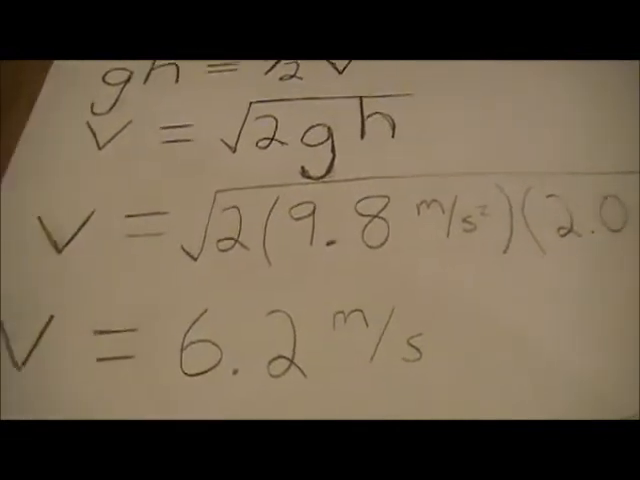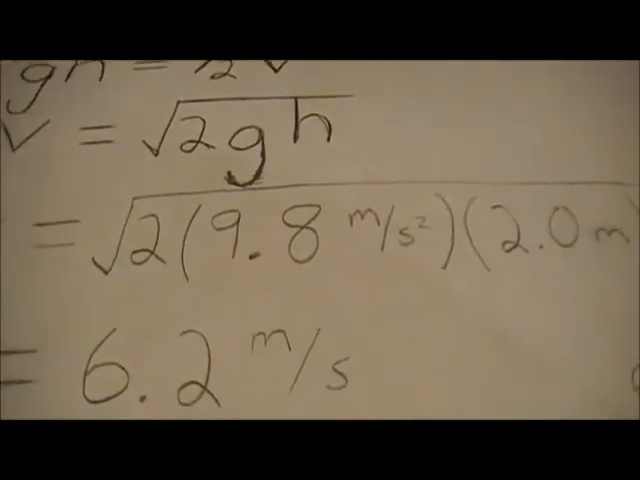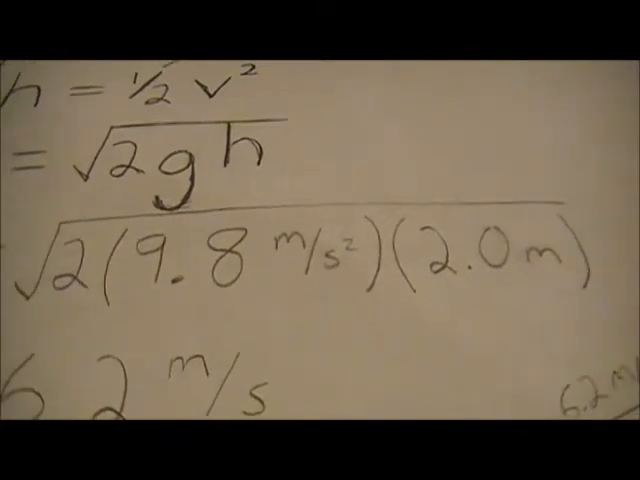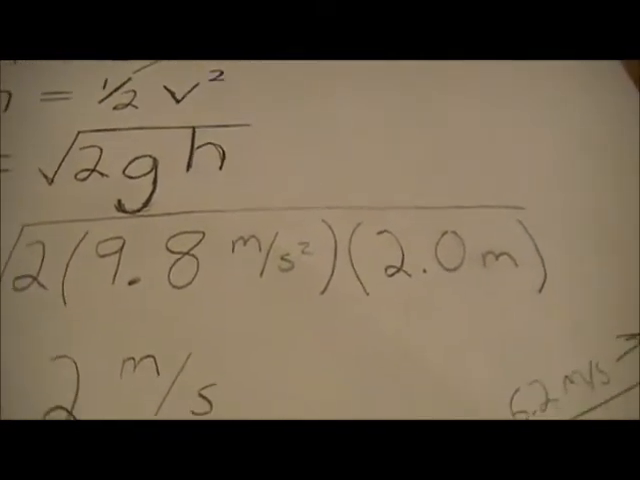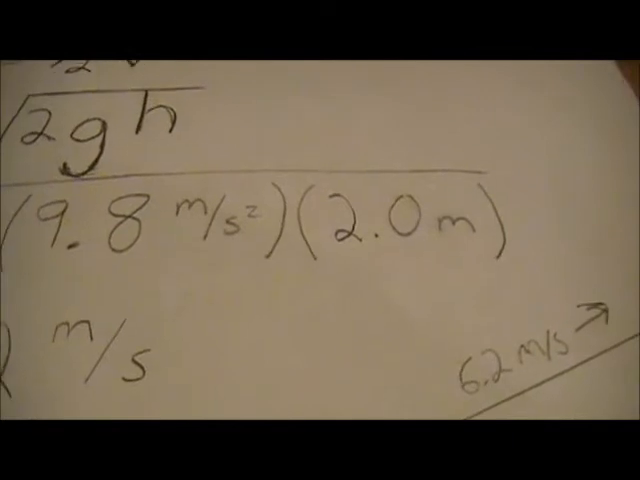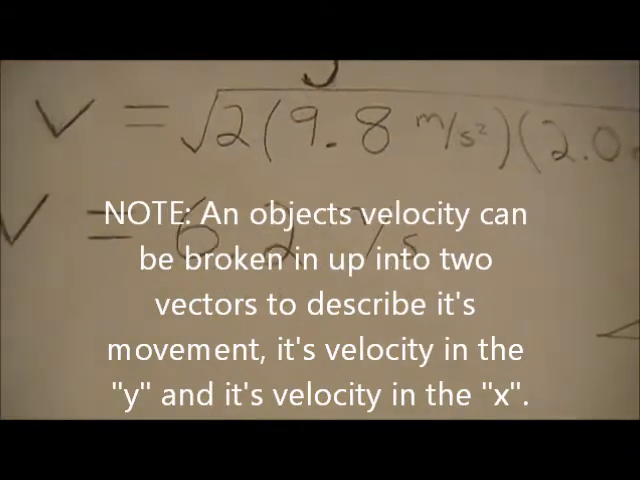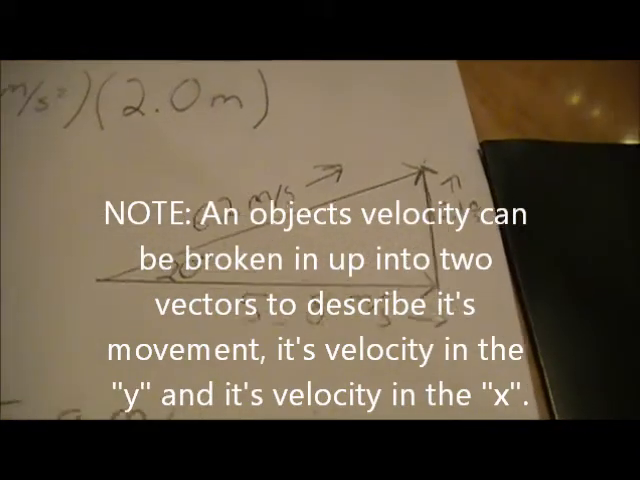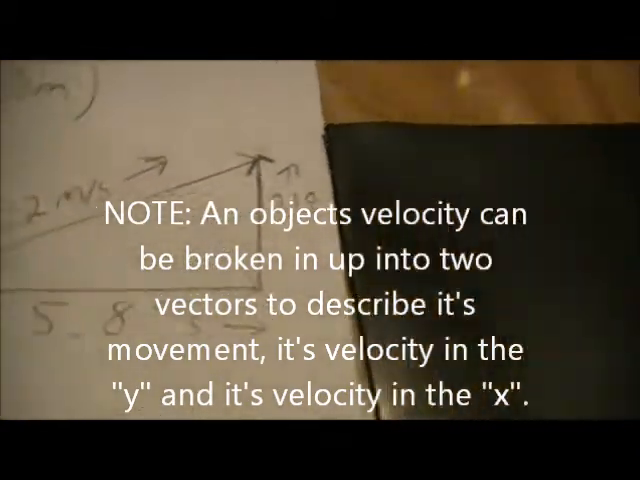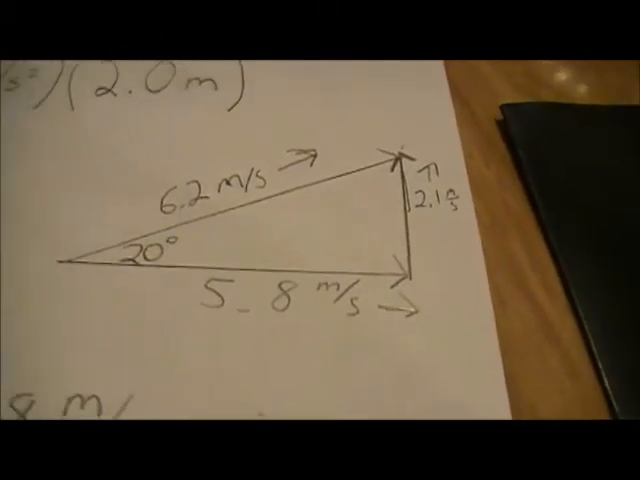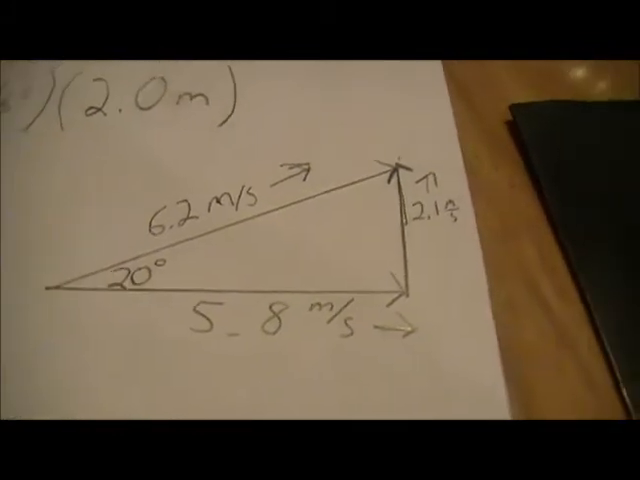Then we substitute in 2 times the acceleration due to gravity, which is 9.8 meters per second squared, times the height of the hill above the jump, which is 2 meters. Then we solved that, and the velocity that it took off from the jump was 6.2 meters per second. So you put that into a triangle and solve for the velocities in the x and y direction.